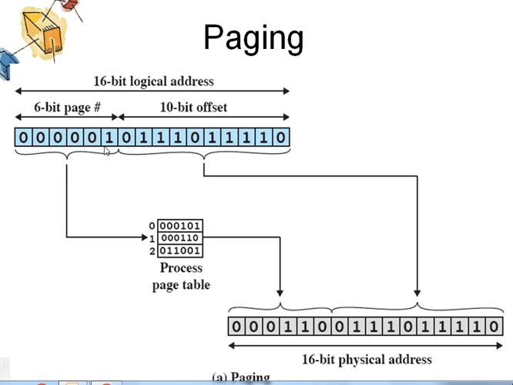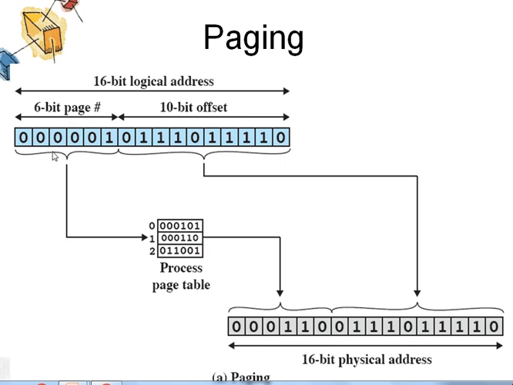Now, looking up this page number in the process page table, we get to know which frame is occupied by page number 1. So we found an entry here, and this is the memory address onto which we will combine the 10-bit offset in order to form the 16-bit physical address in case of paging. I hope you have understood this.